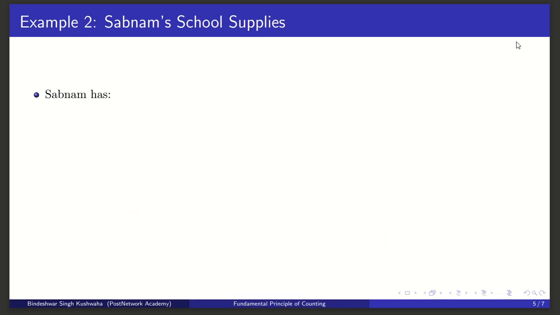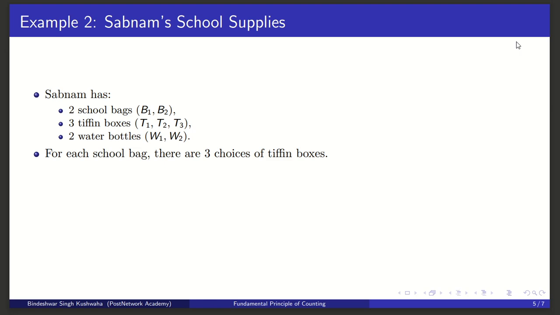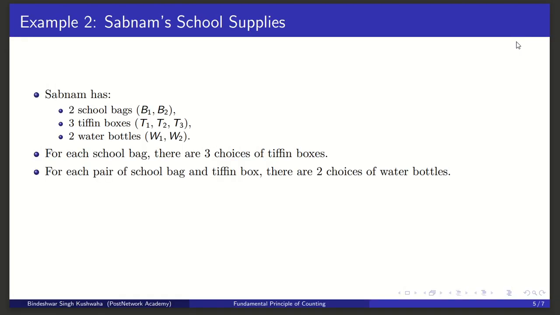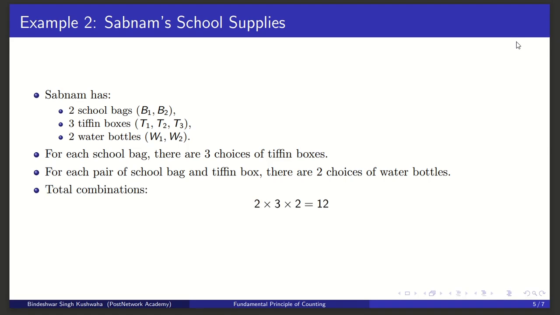Now, Sabnam's school supplies. This is another example. Sabnam has two school bags, three tiffin boxes and two water bottles. For each school bag there are three choices of tiffin boxes. For each pair of school bag and tiffin box, there are two choices of water bottles. So total combinations 2 into 3 into 2, that is 12.